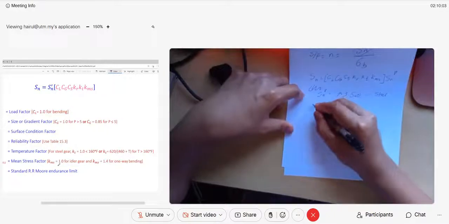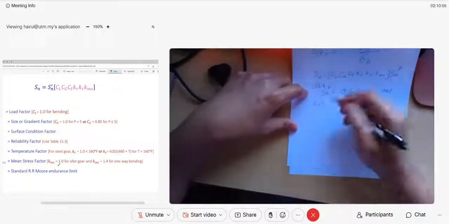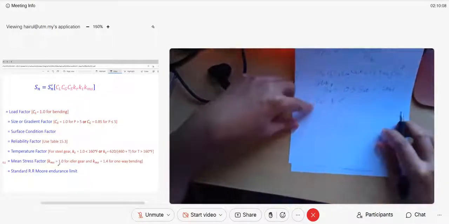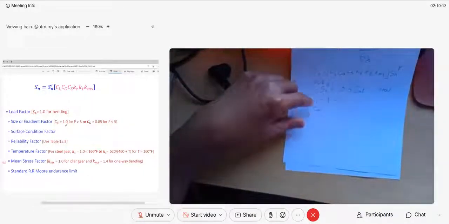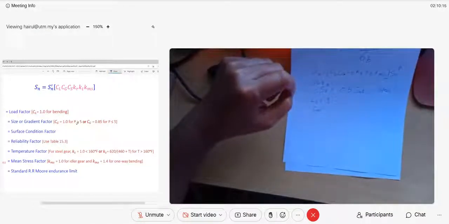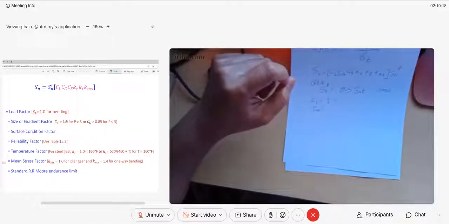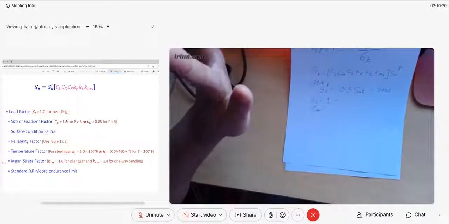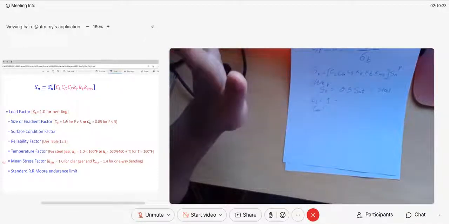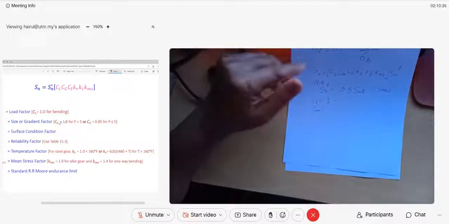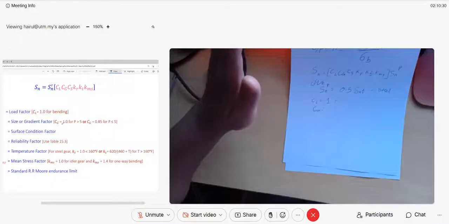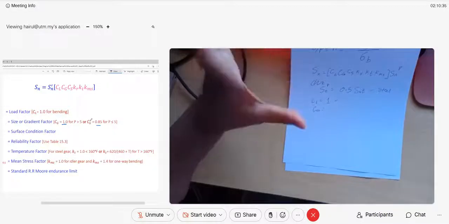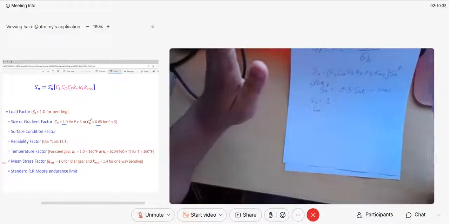Your CL is only load, because gear bending is always the same, so CL is always 1. Your CG is the gradient factor. It's already stated here: CG is 1 for diametrical pitch greater than 5. For CG you don't refer to the table in chapter 8. CG is 1 for diametrical pitch greater than 5, otherwise 0.85. Remember, diametrical pitch P is N over D. Either it is given in the question or you set it.